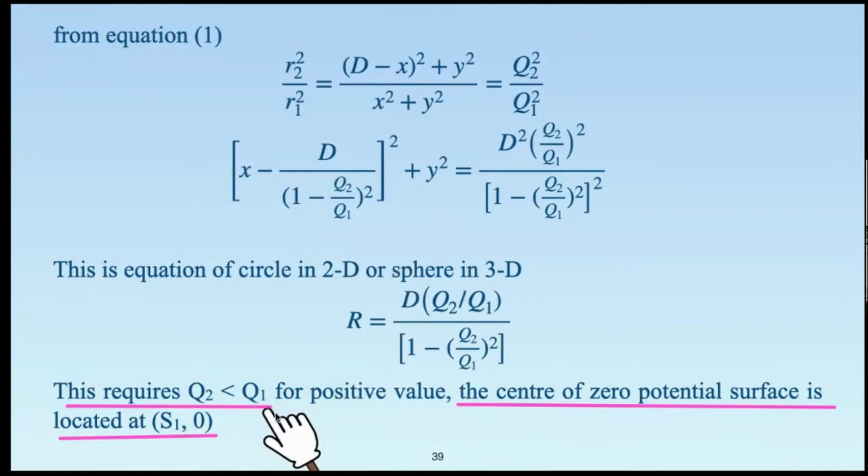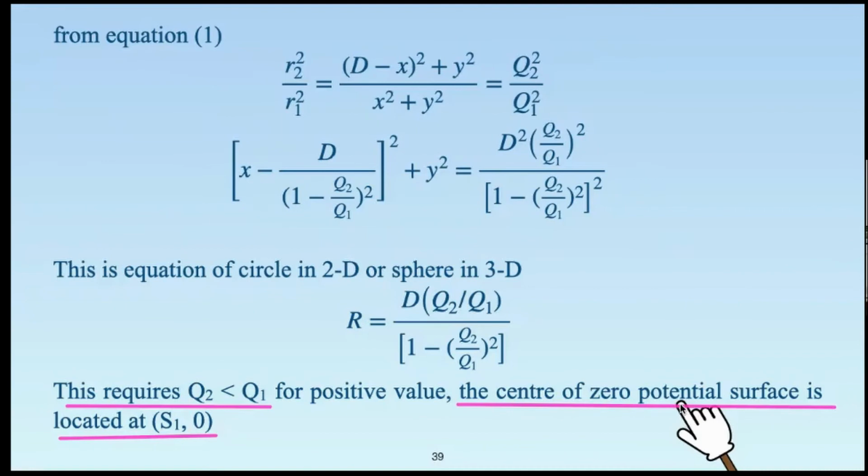So three conditions are already obtained. One was in the earlier slide, that Q2 and Q1 must be of opposite polarity. Second, in order to have zero potential, Q2 should be less than Q1. And thirdly, the center of the zero potential surface from this equation should lie at S1 comma 0.